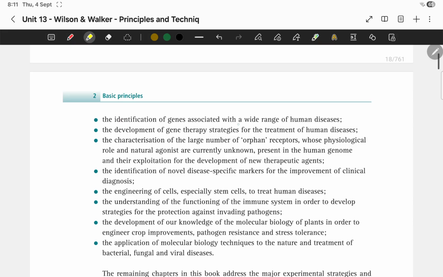Identification of genes associated with a wide range of human diseases, very important. Development of gene therapy strategies for the treatment of human diseases. The characterization of the large number of orphan receptors present in the human genome, whose physiological role and natural ligands are currently unknown, and their exploitation for the development of new therapeutic agents. We don't know a lot. The identification of novel disease-specific markers for the improvement of clinical diagnosis.